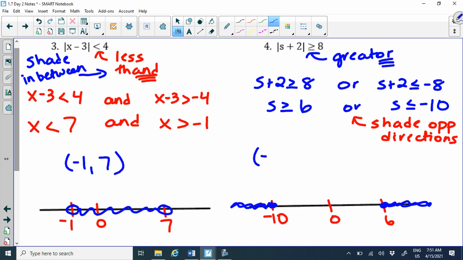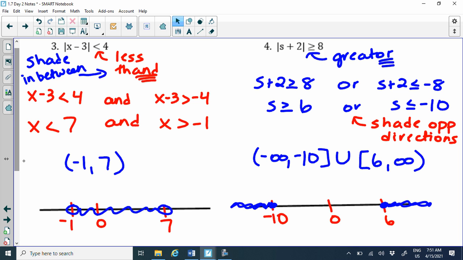So I go from -infinity, remember we always use parentheses around the infinity signs, and then I go to my first point, which is -10. Since that is a closed circle, I use a bracket, I use a union. Now I go to my second point, which is 6. There's a bracket because it does have a closed circle, and since my shading goes on forever to the right, in the direction where the numbers are increasing, that's going to be positive infinity.